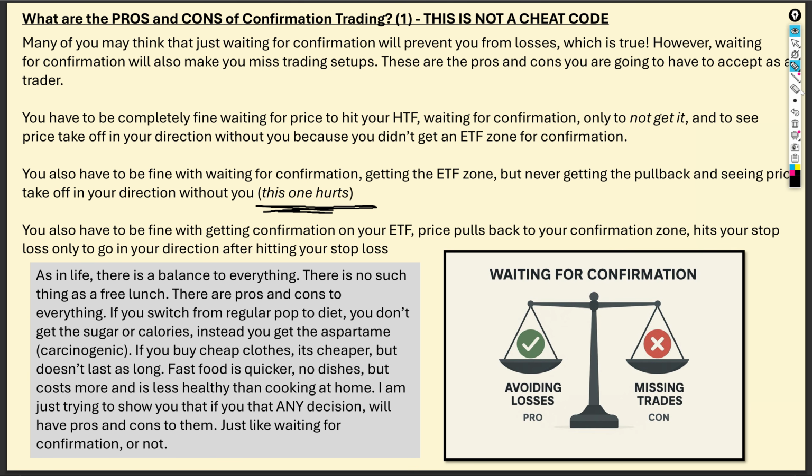This hurts a lot. This has happened so many times to me. I mean, where I'm looking at gold, and I'm waiting for a good higher time frame zone. This is like years ago. Gold's been on an absolute tear lately, but waiting for a nice trade off this higher time frame zone in oil or whatever, or euro, whatever. And then you get your confirmation zone and price never pulls back to it and it takes off without you.